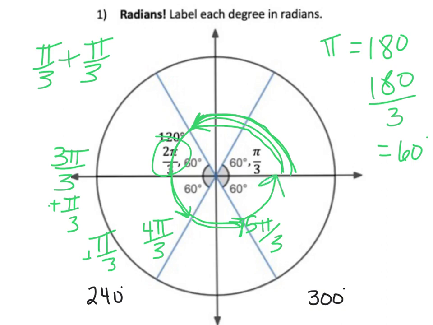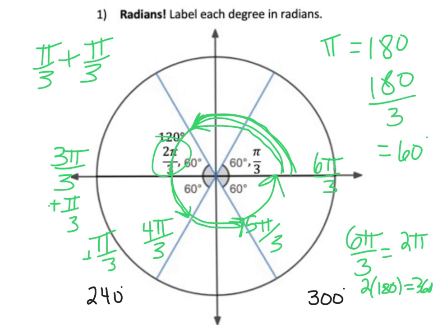And so this should be labeled as 6 pi over 3, which, when I've simplified it, is what? 2 pi. And 2 pi is 2 times 180, which is truly 360 degrees.